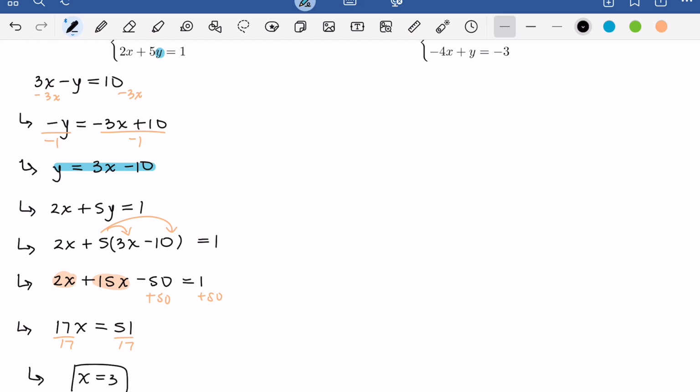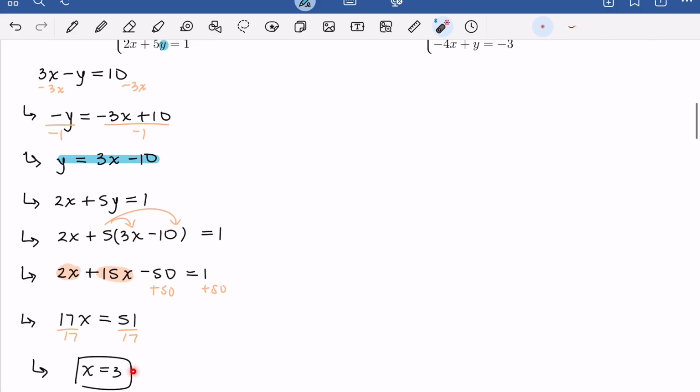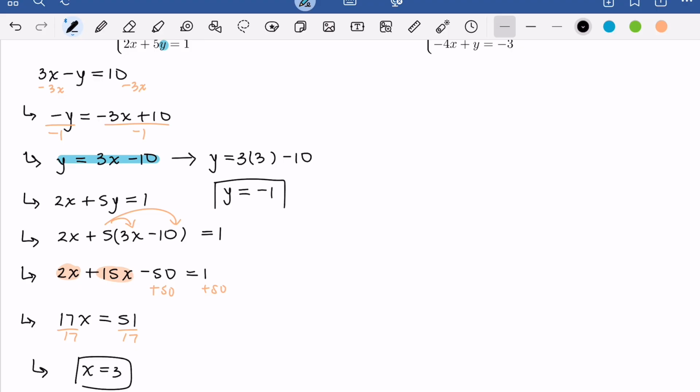So by solving for y in the very beginning here, we got this equation, and then we substituted it directly into this y variable with our other equation and solved for our remaining variable x. Now with this value of x, we can plug this into this equation. So y is going to be equal to 3 times 3 minus 10. So this tells us y is equal to -1. So the solution set for this example is going to be 3 comma -1.